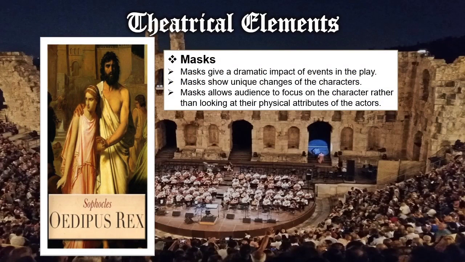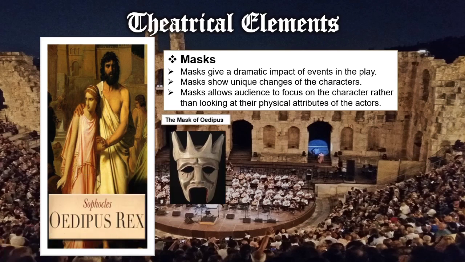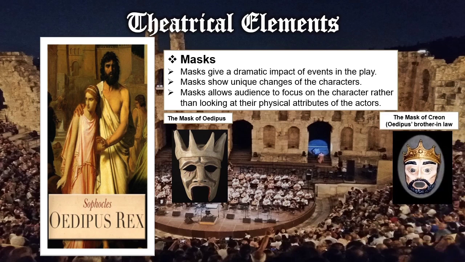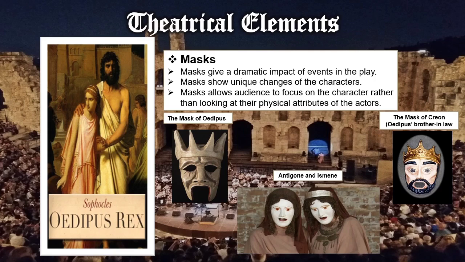Masks. Masks give a dramatic impact of events in the play. Masks show unique changes of the characters. Masks allow the audience to focus on the character rather than looking at the physical attributes of the actor. So here are the masks of the characters. The mask of Oedipus. The mask of Creon, Oedipus' brother-in-law. Antigone and Ismene.